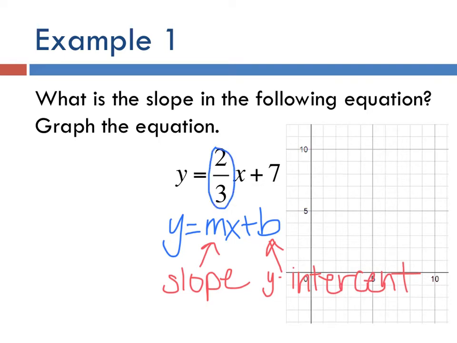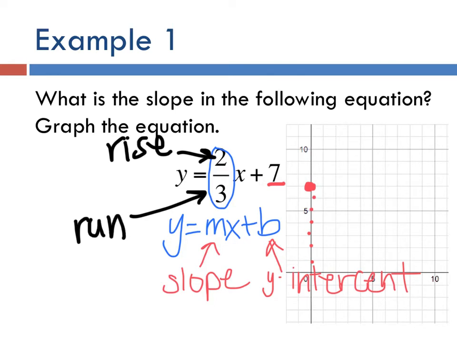How would you graph this? Let me get my fancy pen. Well, you know that our y-intercept is 7, so you go up 1, 2, 3, 4, 5, 6, 7. That's where it crosses the y-axis. And our slope is 2/3. So this is the rise. This is the run.